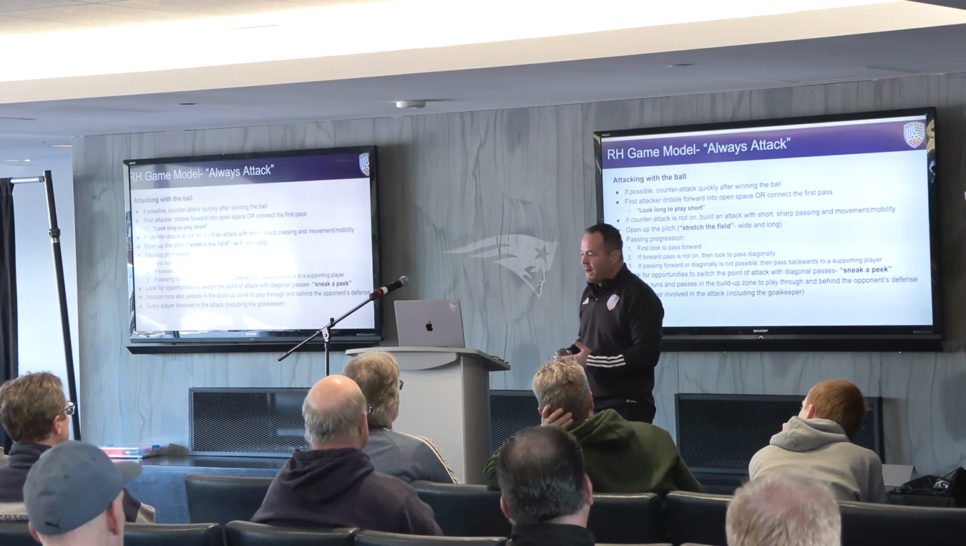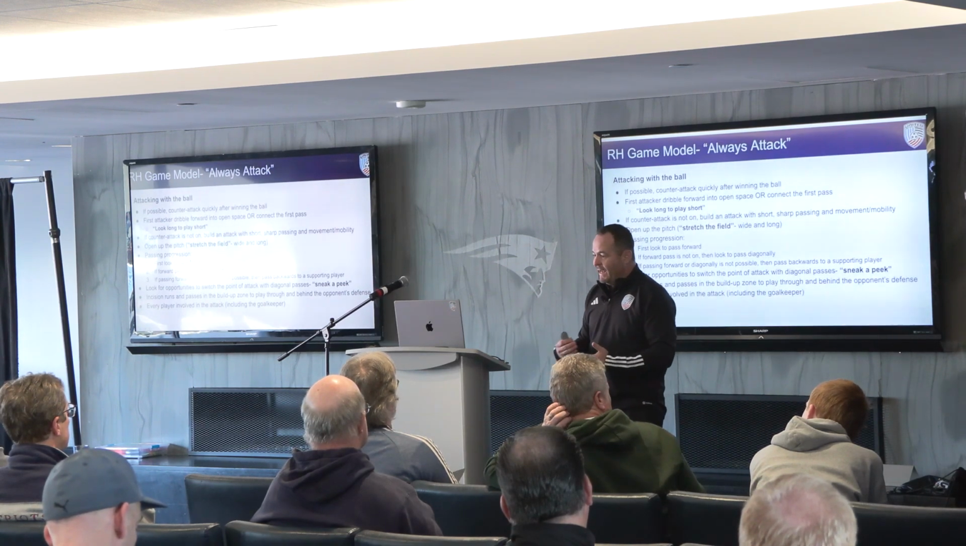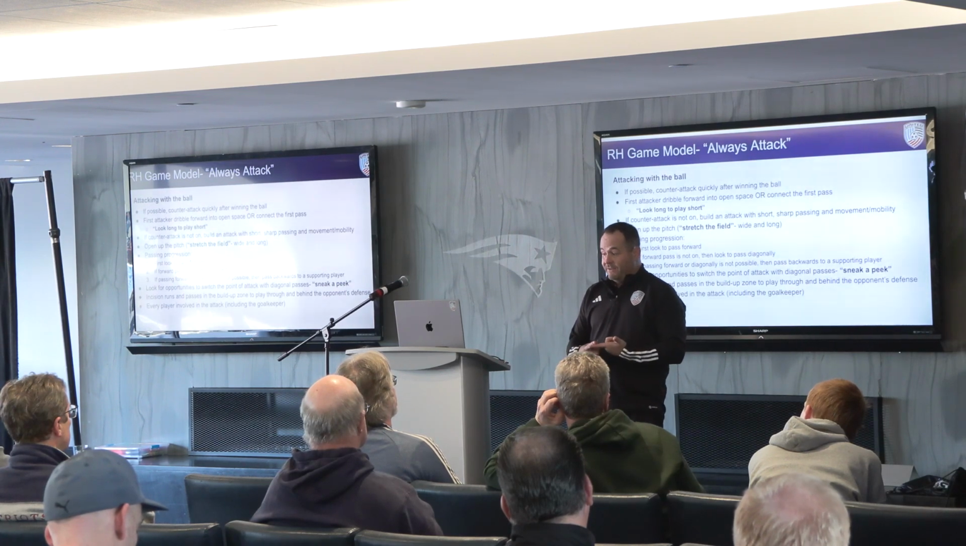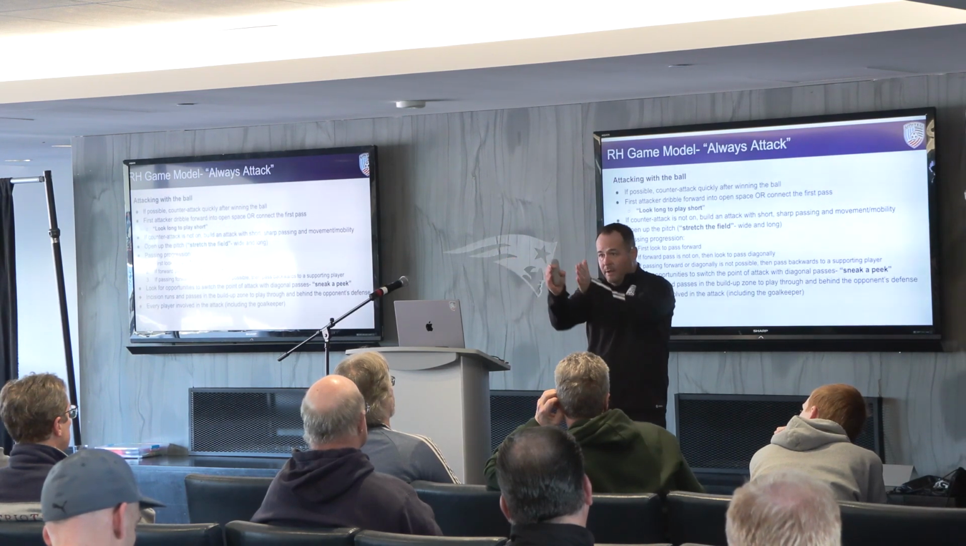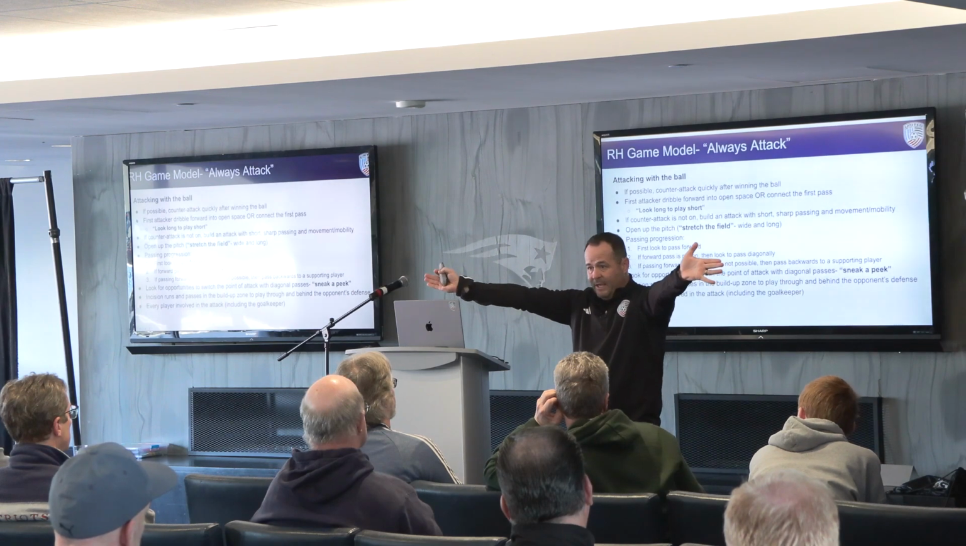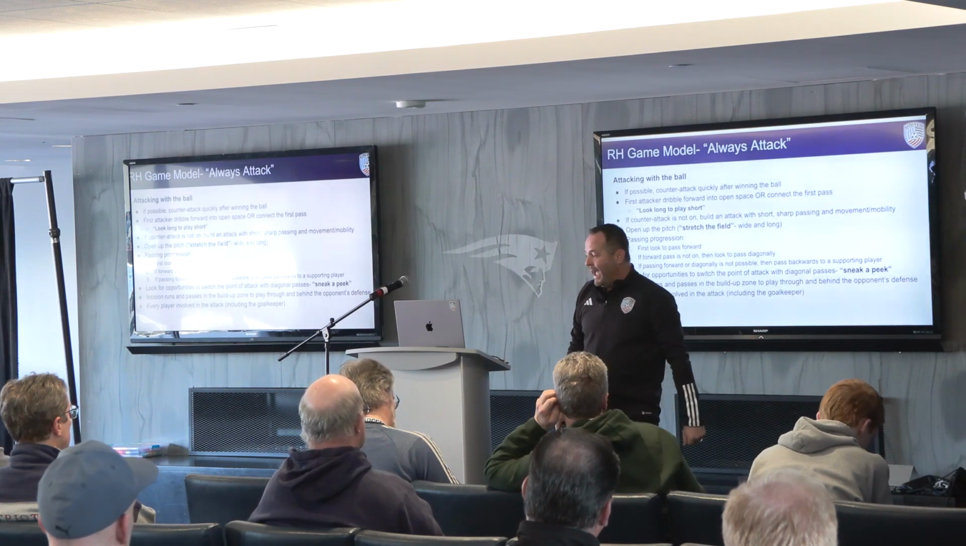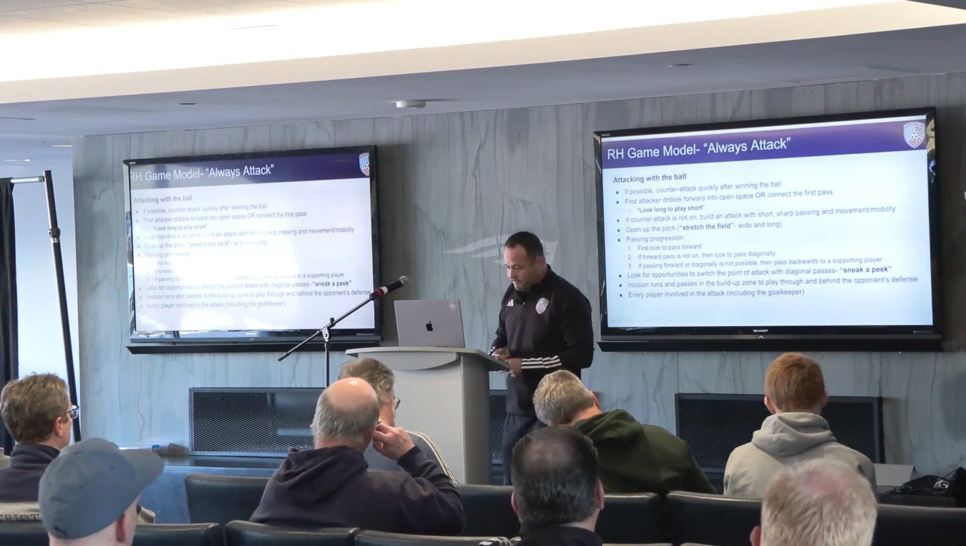So again, passing progression: we win it. Connect the first pass if you can. If you cannot, dribble or shoot. First, look to pass forward. If you can't pass forward, we want to pass diagonally. And if you can't pass diagonally, we obviously will pass back so we can maintain possession. And that's the progression of passing that I like to see with our teams.